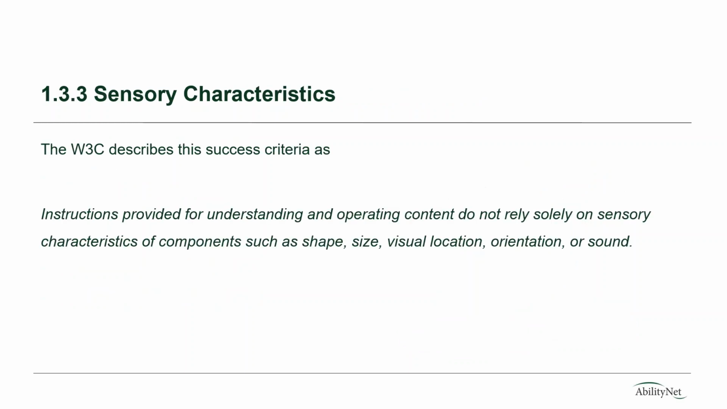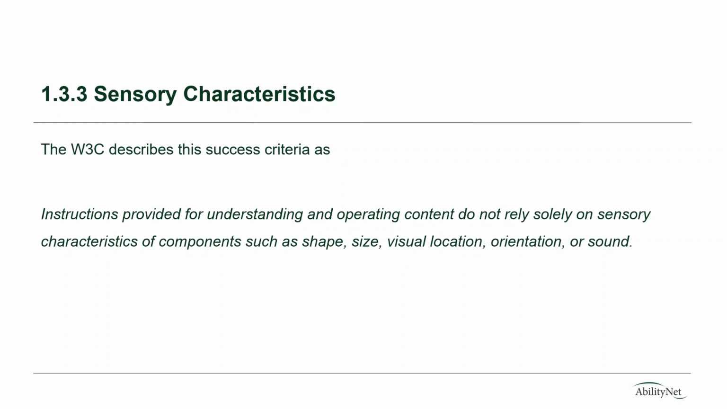So first off, looking at success criteria 1.3.3, sensory characteristics. This is described as instructions provided for understanding and operating content do not rely solely on sensory characteristics of components such as shape, size, visual location, orientation, or sound.